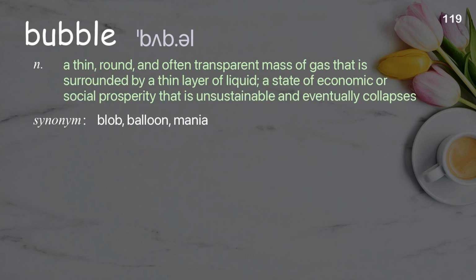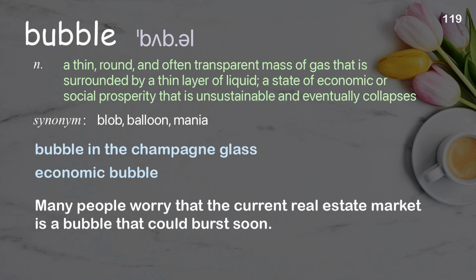Bubble. A thin, round, and often transparent mass of gas that is surrounded by a thin layer of liquid, a state of economic or social prosperity that is unsustainable and eventually collapses. Examples: Bubble in the champagne glass. Economic bubble. Many people worry that the current real estate market is a bubble that could burst soon.